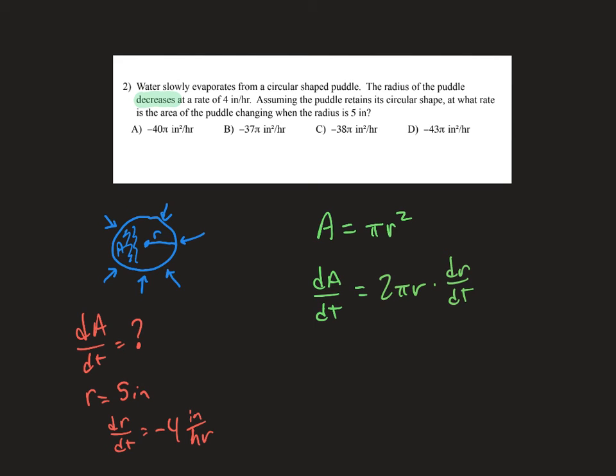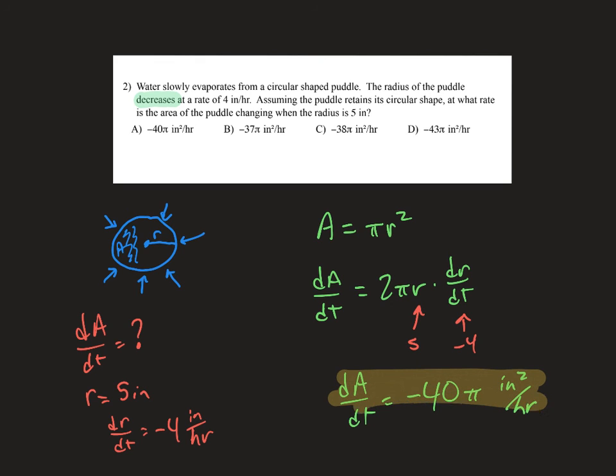And I'm going to plug in negative 4 for the dr dt, and I'm going to plug in 5 for the radius, and I end up with dA over dt equals 2 times pi times 5 times, so what is this, negative 40 pi, and that is inches squared per hour. Ooh, good. So I do have that answer. So I came up with negative 40 pi inches squared per hour, and that looks like letter A right there. So we're in good shape.